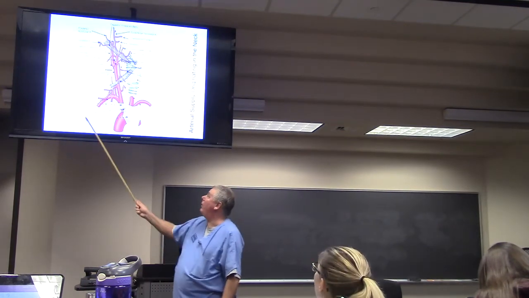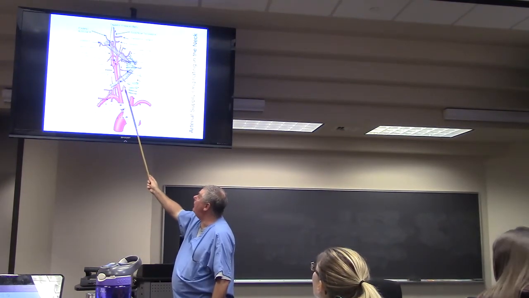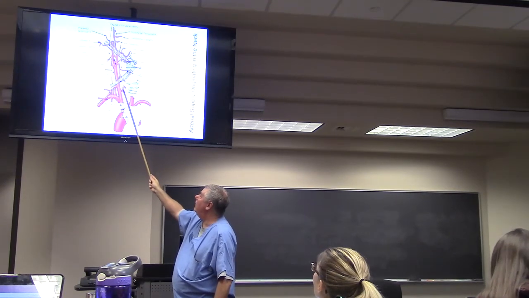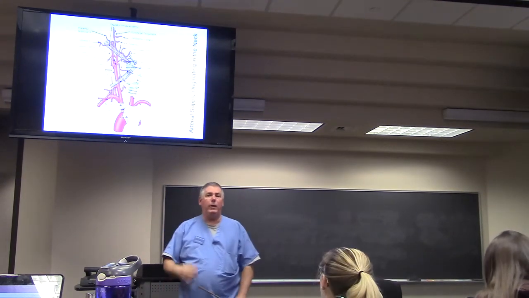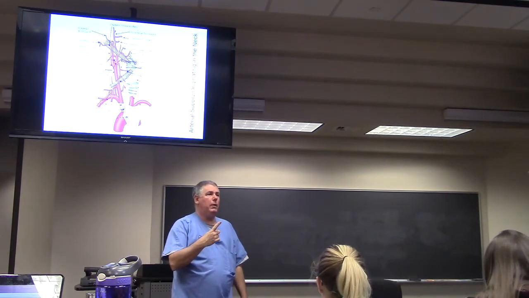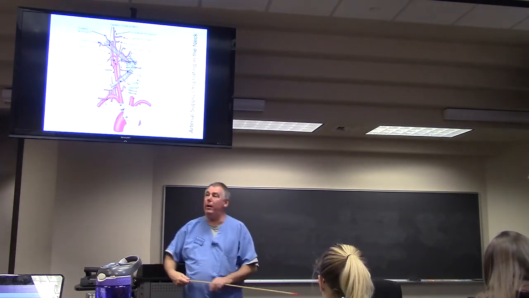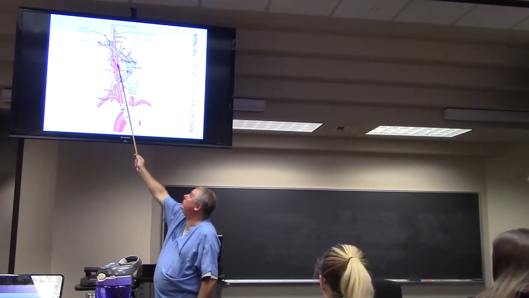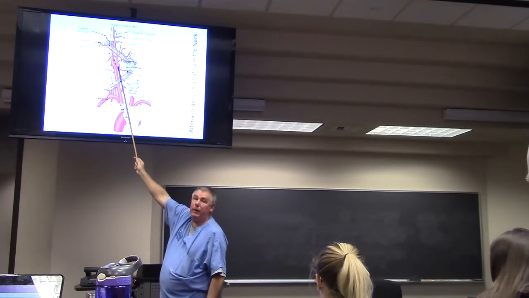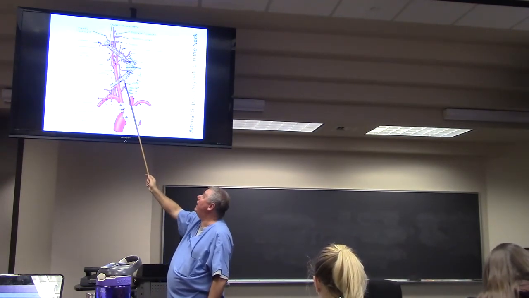The inferior thyroid artery comes up, and that's that little curvy thing right there, that enters the thyroid gland from the bottom. You also have a superior thyroid that comes off of the external carotid. You see up there? The superior thyroid comes down from the top.